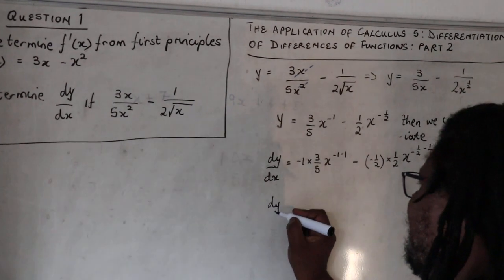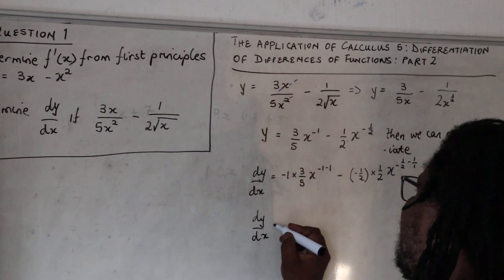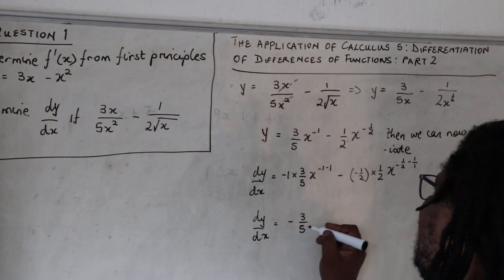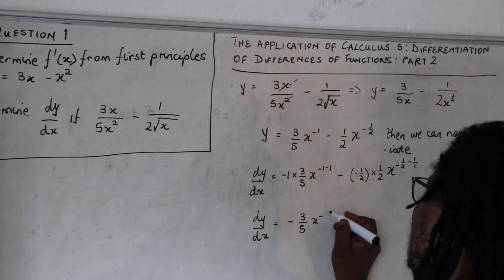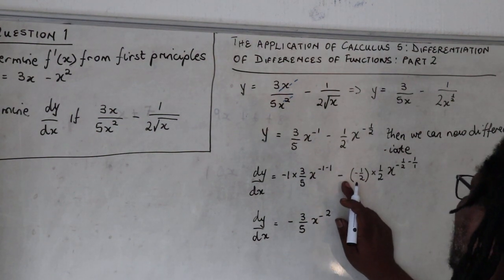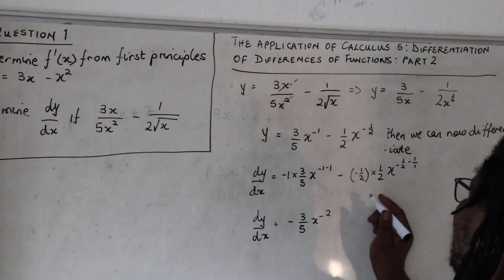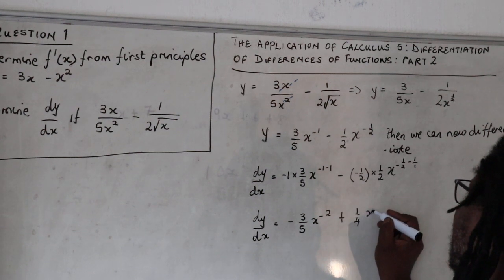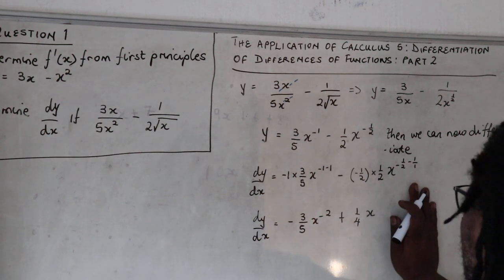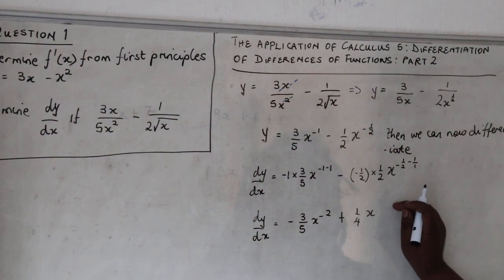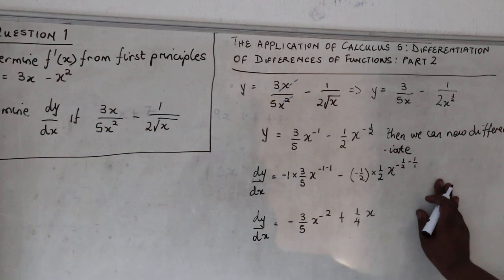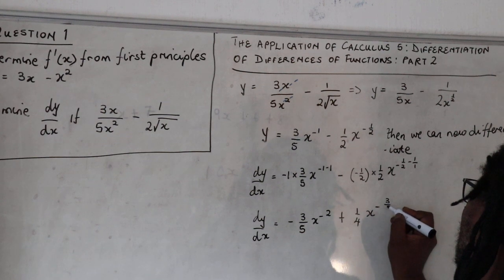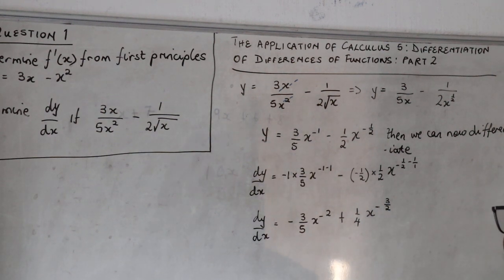And so dy/dx is equal to minus 3 over 5 and x to the power minus 2, and minus times minus half times half gives us plus 1 over 4 and x to the power, so there our common denominator is 2. 2 into 2 is 1. Minus 1 minus 2 gives us minus 3 over 2. And so our differentiation is done.